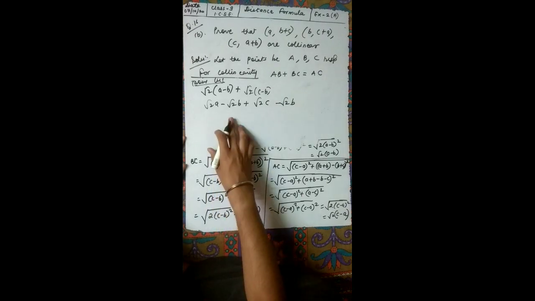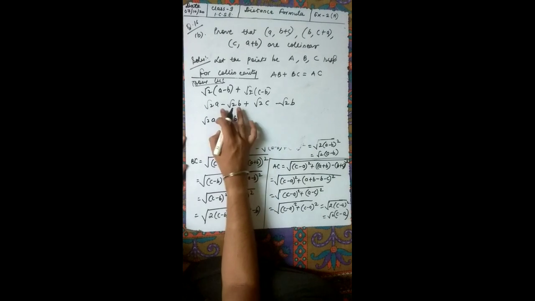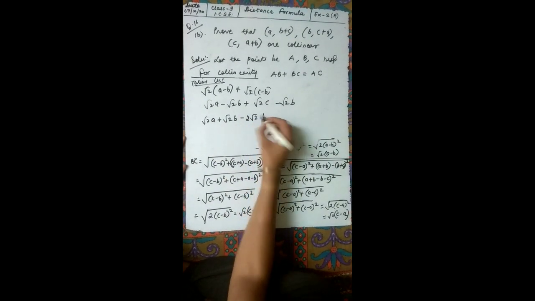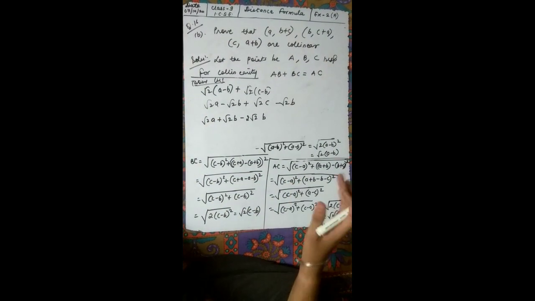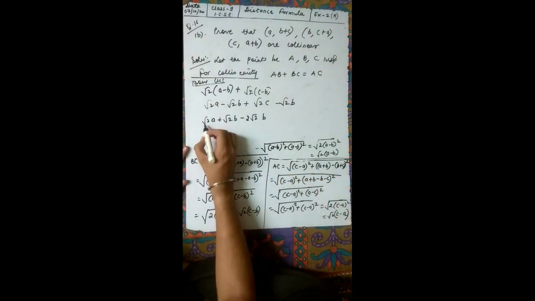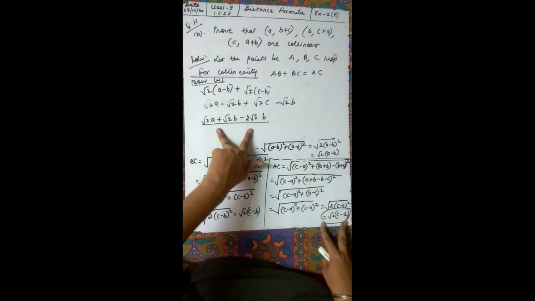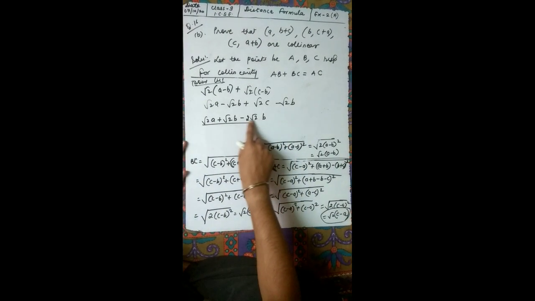So what we got from here? We got root 2A plus root 2B minus root 2b. Minus root 2b is what? Minus 2 root 2b. Alright, so we see that we are getting AB plus BC as this, and we are getting AC as this. These two results are not coming the same. So there is one flaw in our solution.